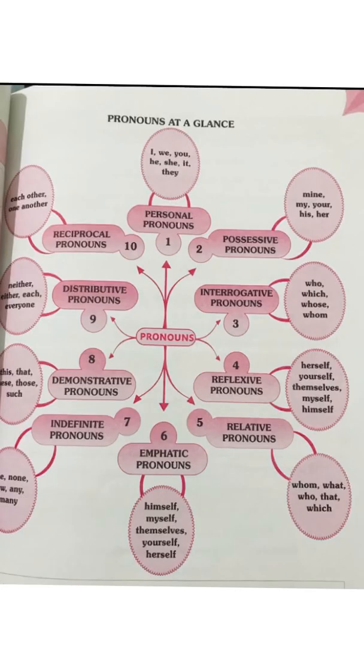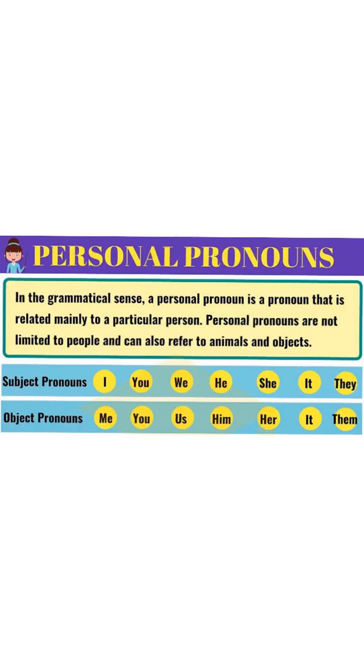Right. Now you will see the kinds of pronouns. So the first one is personal pronouns, then possessive pronouns, interrogative pronouns, reflexive pronouns, relative pronouns, emphatic pronouns, indefinite pronouns, demonstrative pronouns, distributive pronouns, reciprocal pronouns. One by one we will be dealing with all of them. Let's begin with the first one, that is personal pronouns.